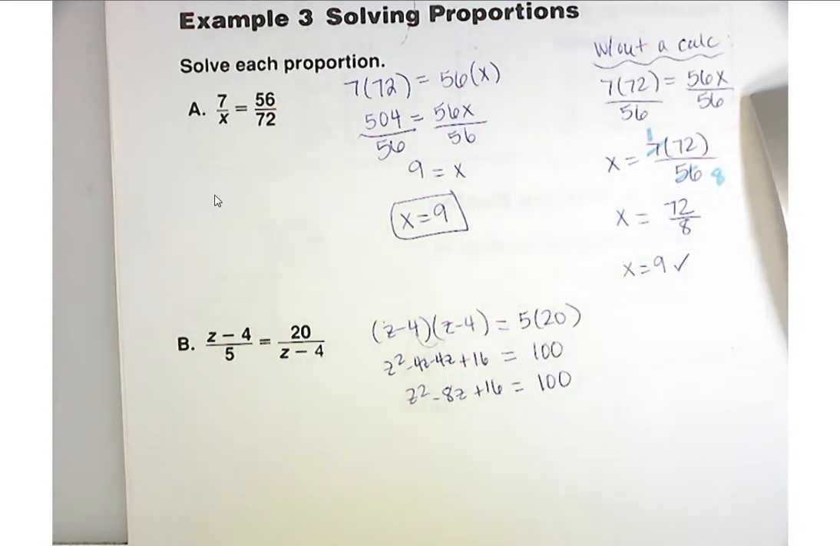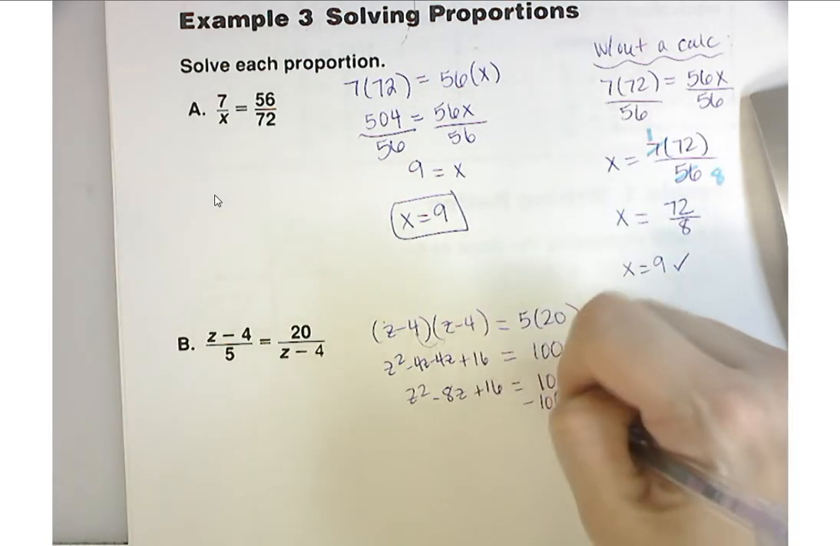equals 100. Okay, now this you can actually do a couple of different ways. So see how this is going to look like our factoring that we were just doing? Right? I could subtract 100 from both sides.